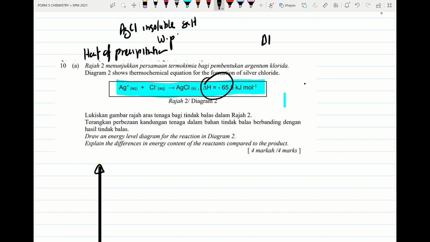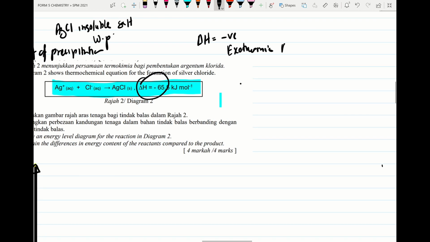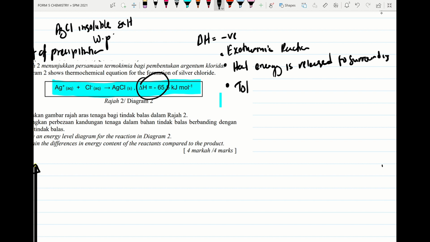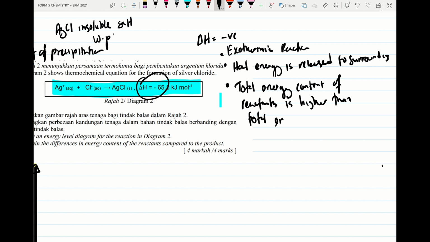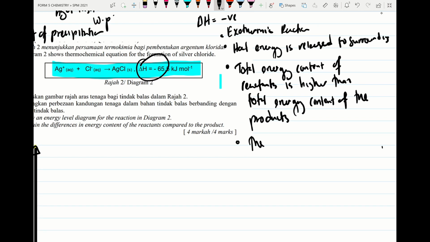When we check the value, the heat of reaction gives a negative symbol. That means, please remember, this is an exothermic reaction. First point: heat energy is released to the surroundings. Total energy content of the reactants is higher than the total energy content of the products.